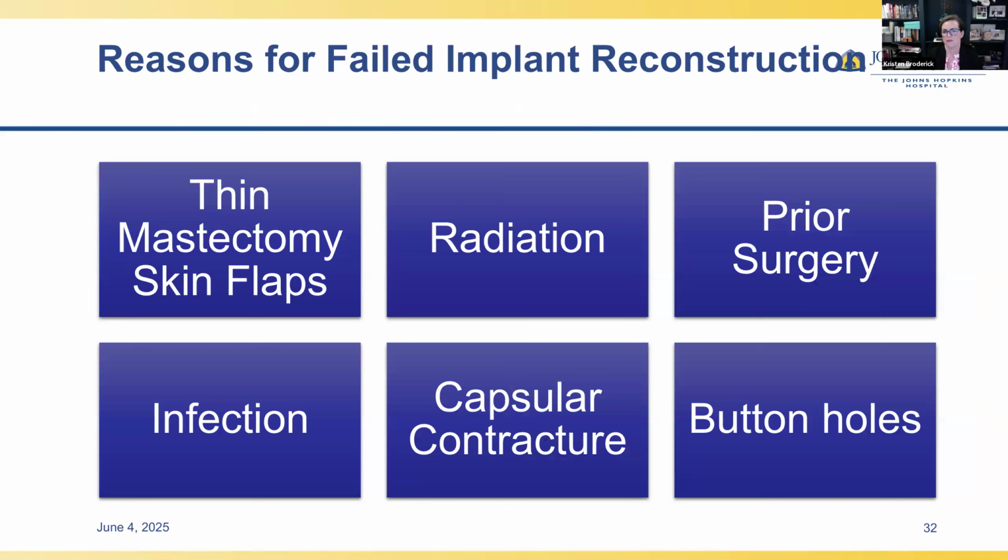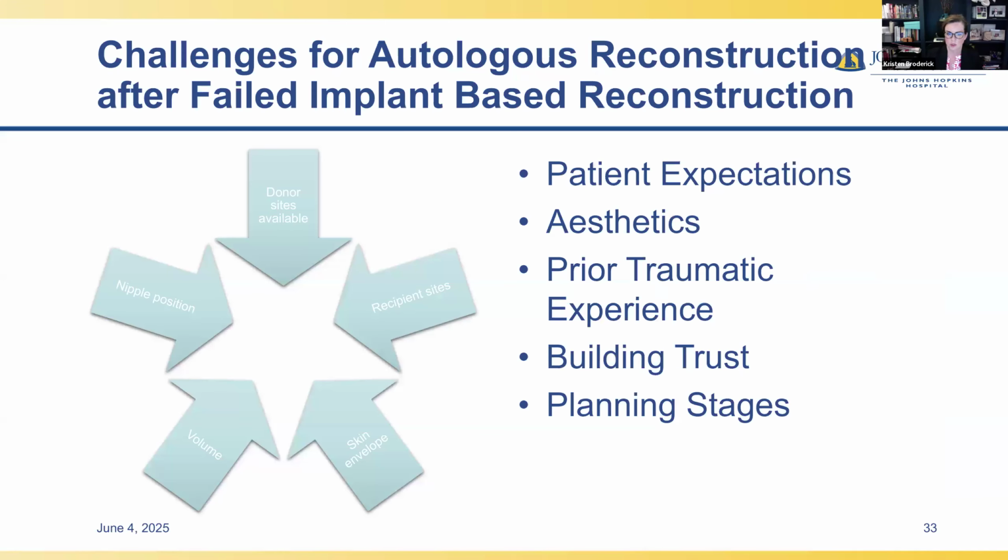So other people who have failed implant reconstruction are good candidates for some type of revision down the road. It's either due to the very thin skin flaps, radiation changes, which really can ruin the skin. We do see that it affects the muscle a whole lot more than the skin. Other people have had prior surgery and scars in areas that make it a challenge to do this kind of reconstruction. If you get an infection and lose your device, or if you get capsular contracture, or heaven forbid, you get buttonholes at the time of surgery.